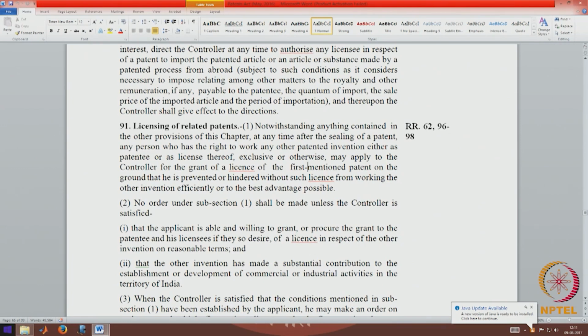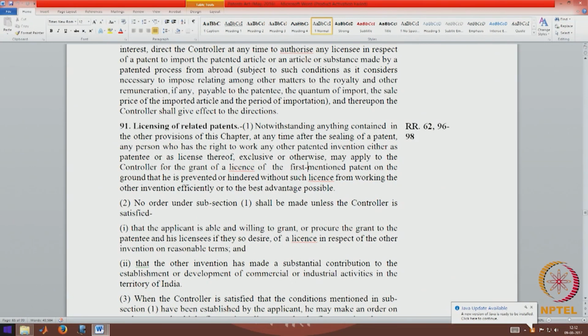Now, the criterion here is that your technology and the technology covered by the related patent, another patentee's technology, should be related to one another. It cannot be chalk and cheese. It has to be related. There has to be some connection between these 2 patents. In that case, if you are not able to work your patent without seeking a license from the other person, and the other person is not willing to grant a license to you, then you can approach the controller for a compulsory license.